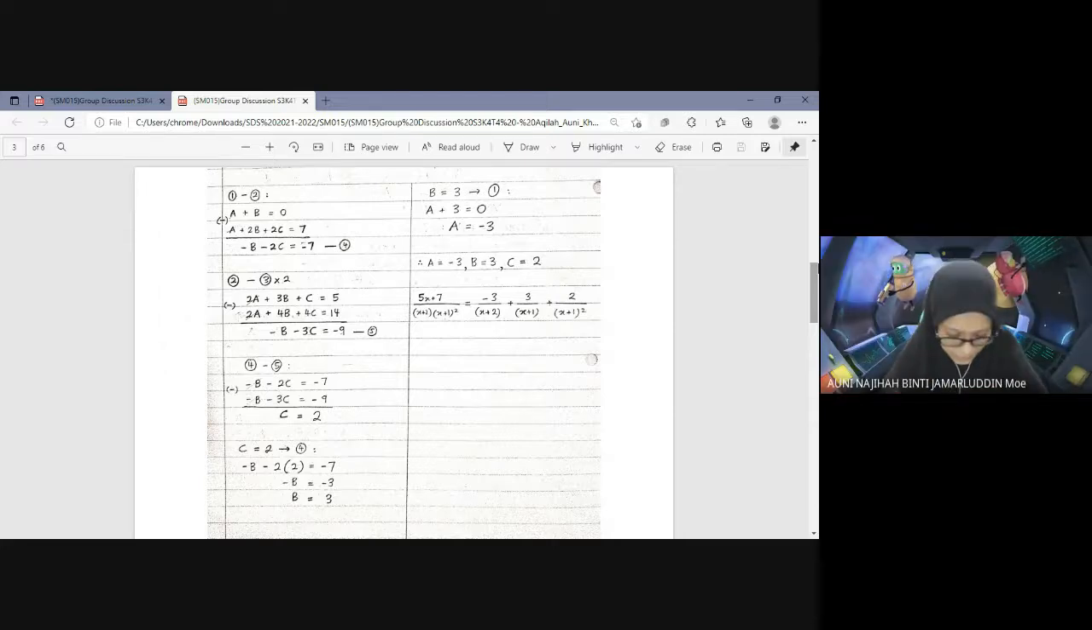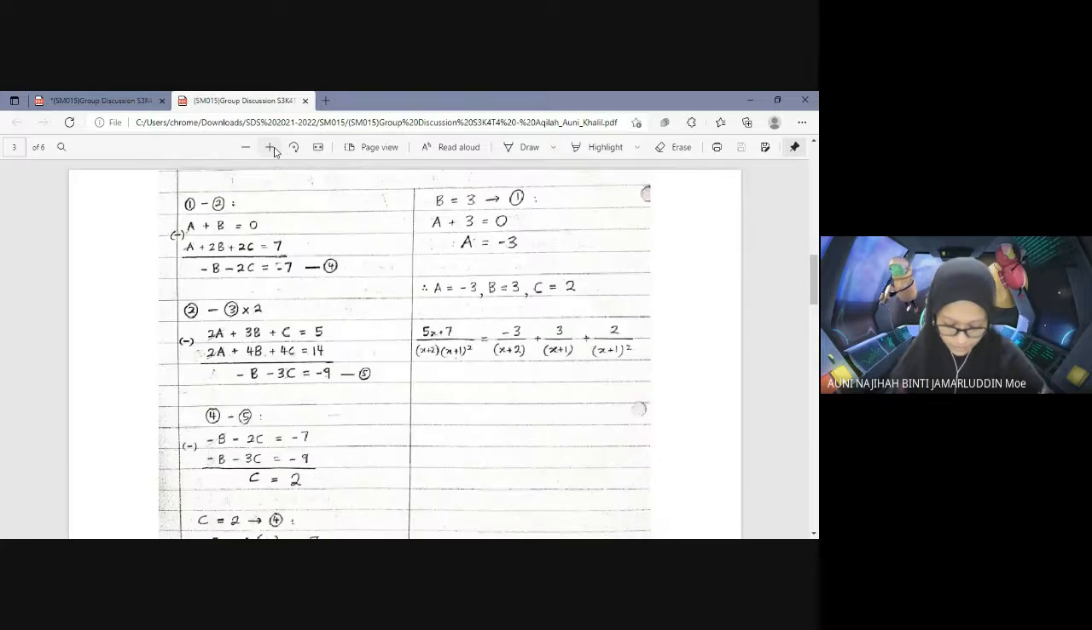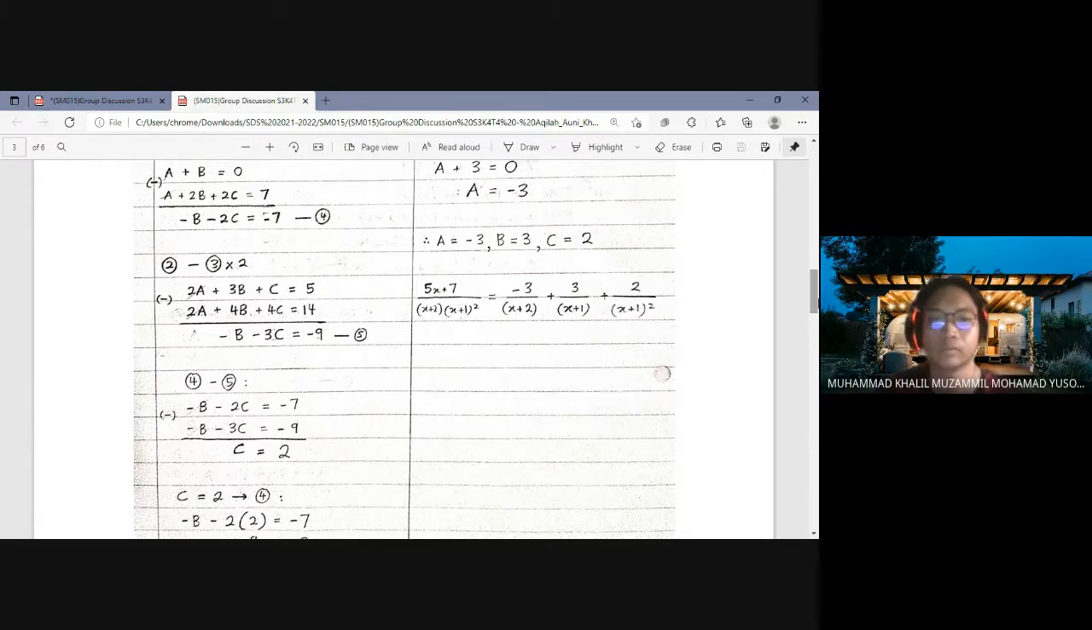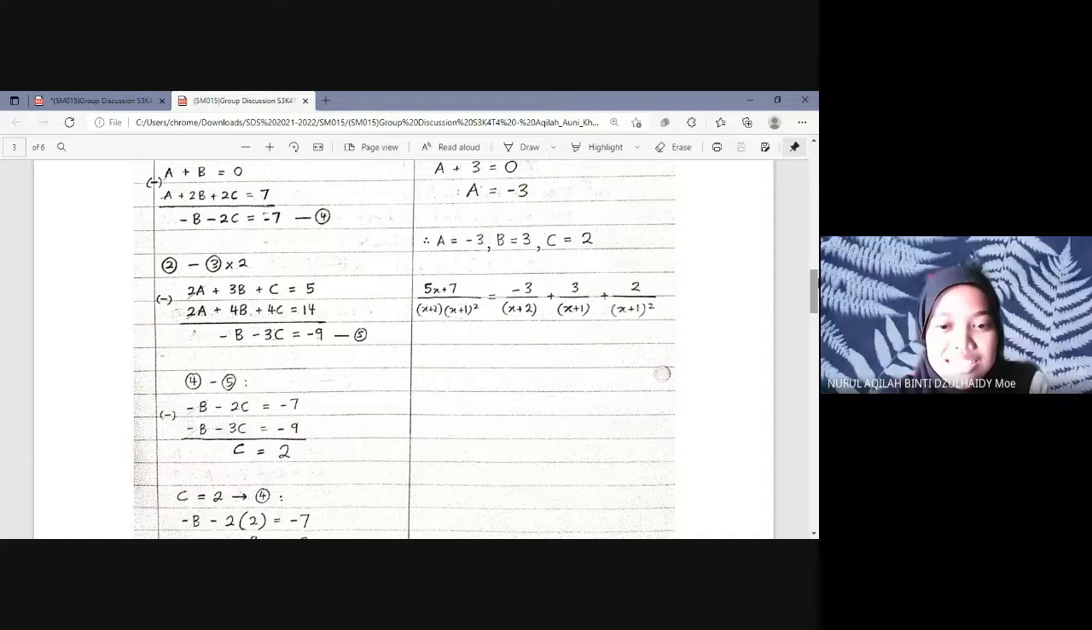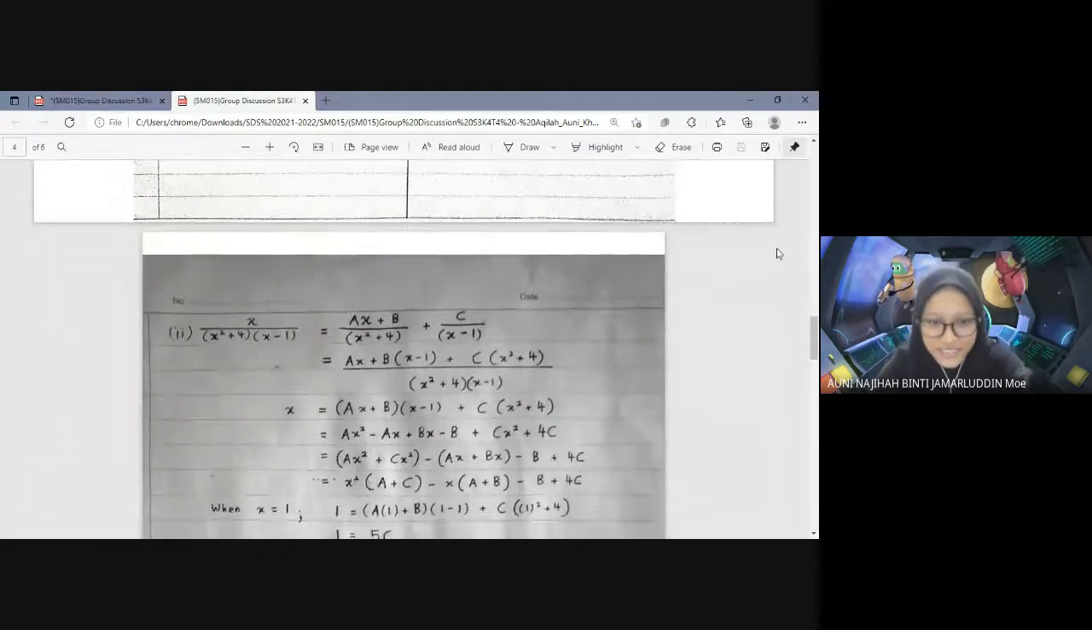we substitute it into the first equation that we made, that is 5x plus 7 per x plus 2 times x plus 1 squared equals negative 3 per x plus 2 plus 3 per x plus 1 plus 2 per x plus 1 squared. So do you guys understand? Yes. Thank you. So that is for the first question.